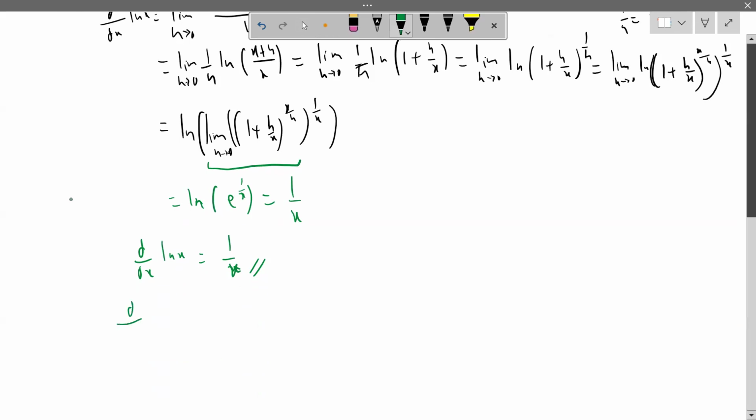Now let's try to find the derivative of e to the power of x with respect to x. For this one, we assume y equals e to the power of x. And what we want to find here is dy over dx. To do this, we take the natural logarithm of both sides. By doing so, we change the equation into ln of y equals x.